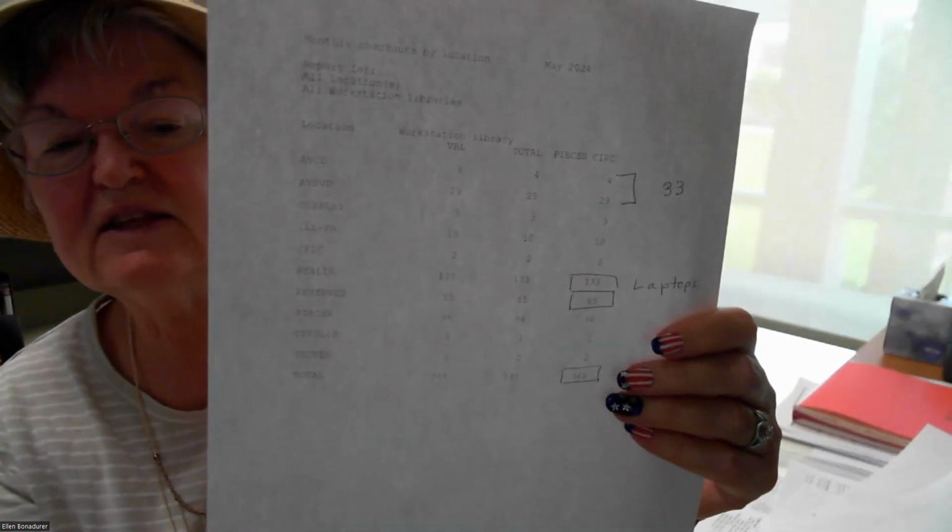And then the last thing, and I'm going to do a little display here. And then Realia, that's the laptops. And then the reserves, they have their own number. And then the total at the bottom is 33.